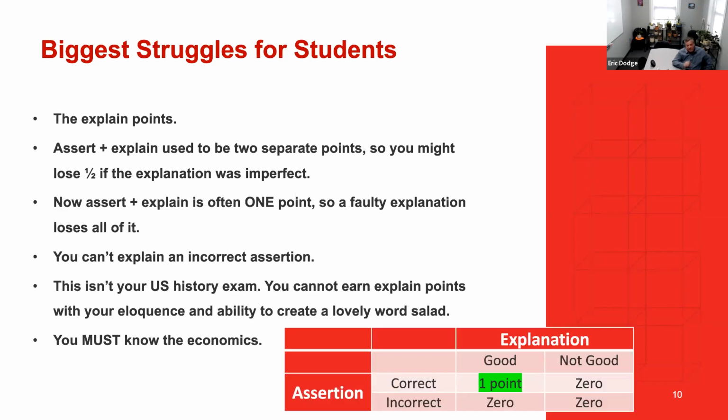Here's a little table that I think summarizes why the explain point is difficult. There are 4 possible outcomes here, and only one of the 4 gets you the point. You made the correct assertion and your explanation was good enough. So I think the way that these explain points are now being tied together with the assertion point makes this the most difficult thing on the FRQs.